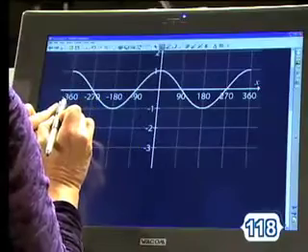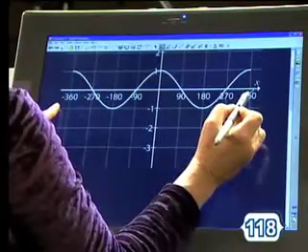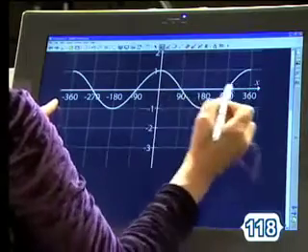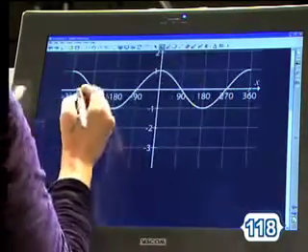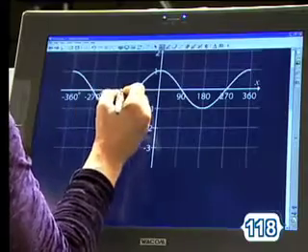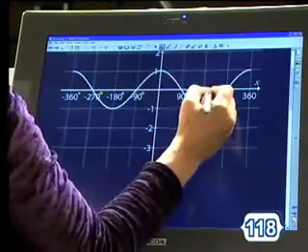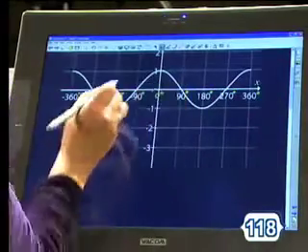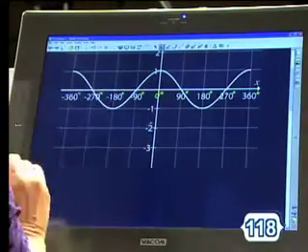We've drawn it from minus 360 to 360 in this example. Again, your teacher can tell you to draw it for any particular interval. Of course, these are also degrees, so when you draw your axes, please make sure that this is your angle axis, and these are your numbered axis.